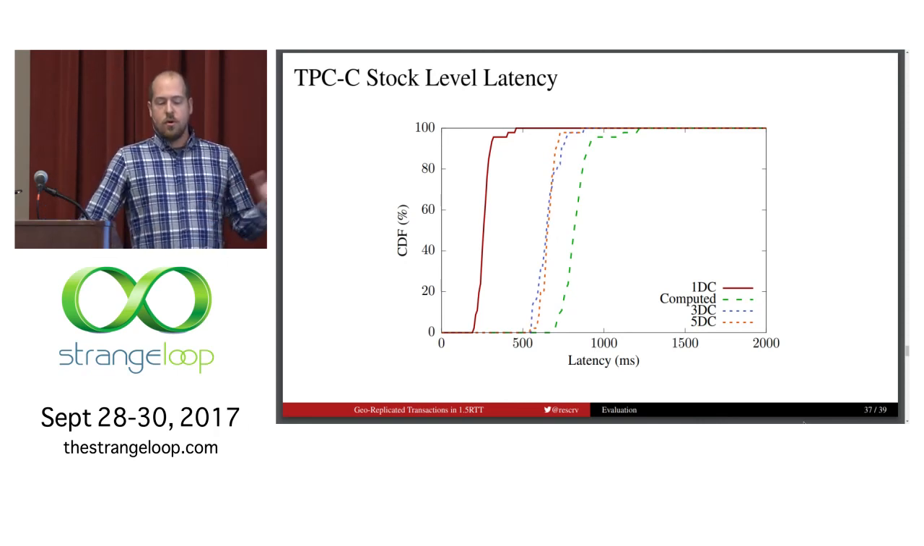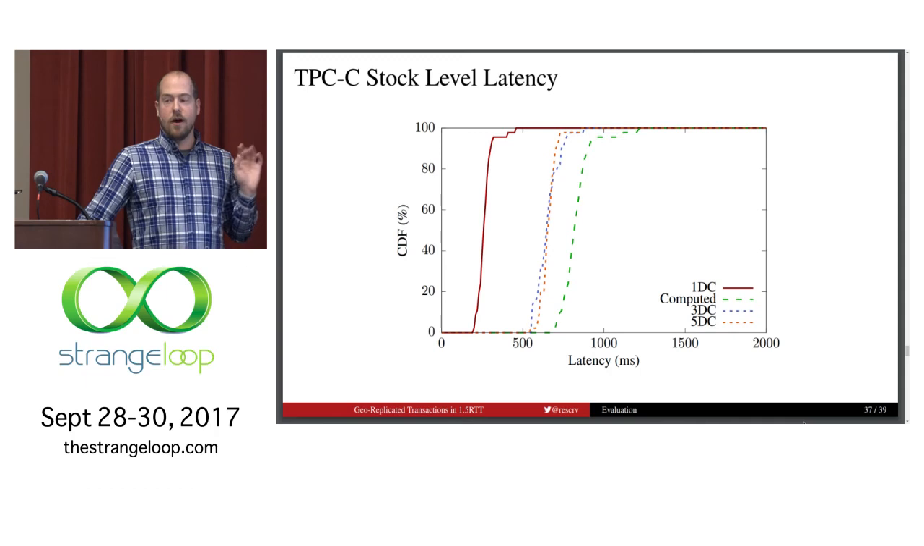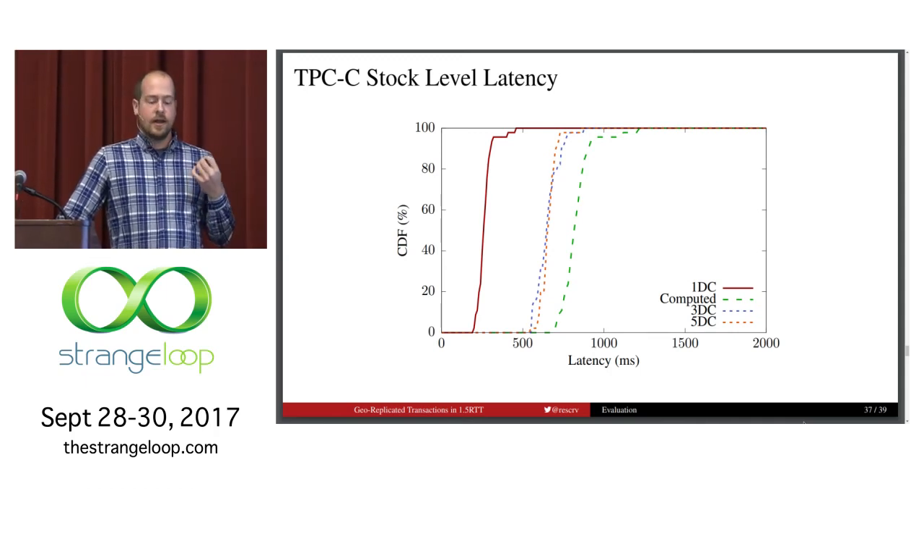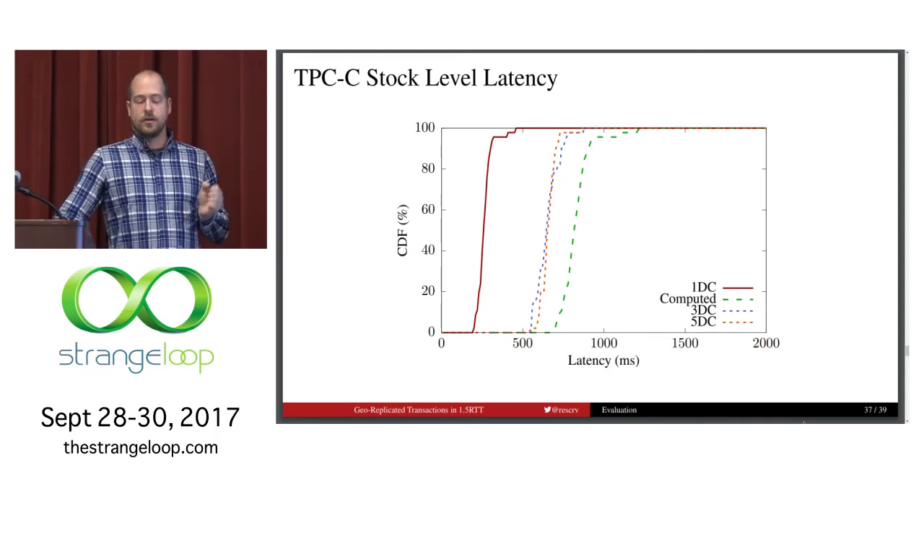There's also a whole bunch of other workloads that look sort of like the previous graph. The only one that's different and interesting is the stock level workload. So here you can see the CDF again on the far left. There's the red line, and that's running in one data center. On the far right, we have the long dashed line, and that's what we would expect. And in the middle, you can actually see the 3 and 5 data center cases.